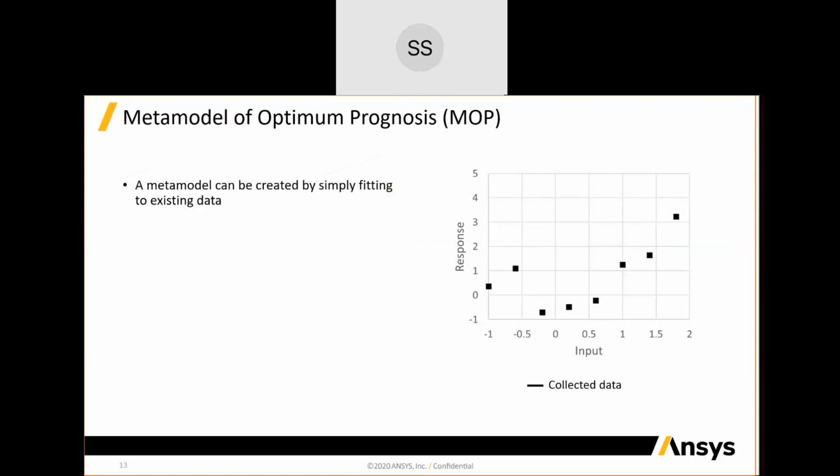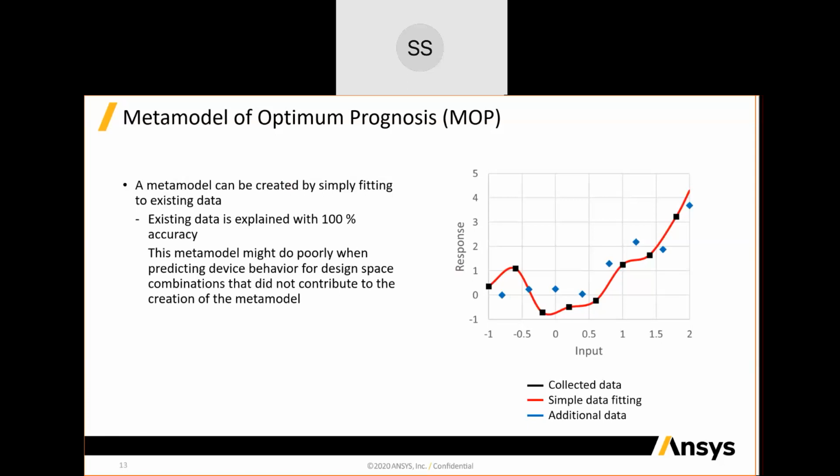And there are different ways that we can create a meta model. So the easiest way, if we have a certain set of data, and here we have just a very simple example, so just a 1D example, one input, and we're looking at the response, we can just very easily fit to the existing data. So the existing data is predicted with very high accuracy, but if we now add additional data, we're asking the meta model to predict data at points that were not included in the meta model creation, that accuracy might not be as good.